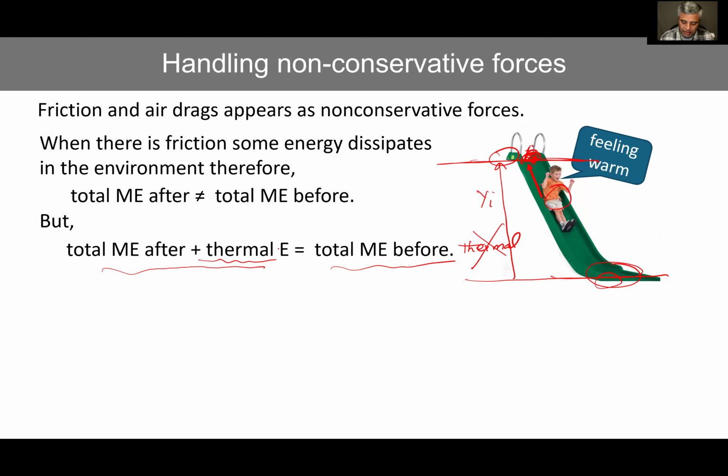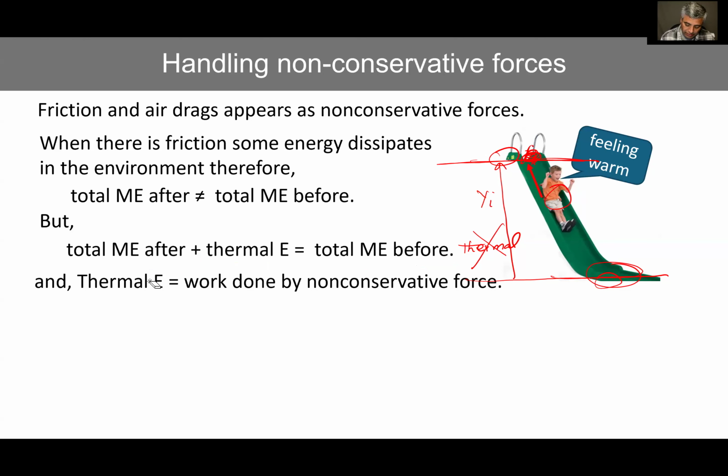But when the kid is sliding, that's when this thermal energy arises. So if we were to calculate thermal energy, how do we do it? It is the result of friction force doing work. So that means we just need to calculate the work done by the friction force. And the non-conservative force we are using here is basically the friction force, okay?